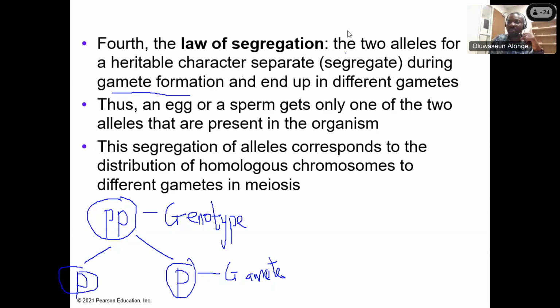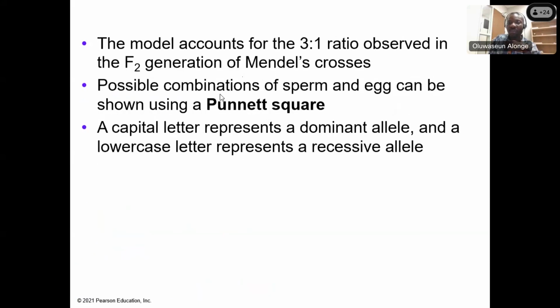All right, let's go. The model accounts for the 3:1 ratio observed in the F2 generation. Possible combinations of sperm and egg can be shown using a Punnett square. So Punnett square and test crossing give you the same thing. The one I've done before is test crossing. You will see Punnett square. It gives you the same thing. There's no difference. You can decide to do either of the two when you need to solve a problem. A capital letter represents a dominant allele and a lowercase letter represents a recessive allele.